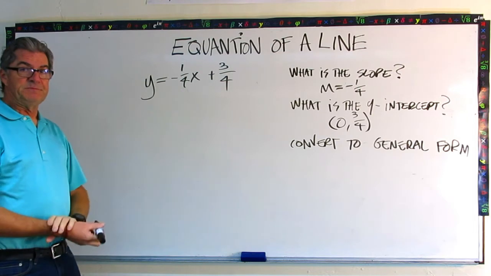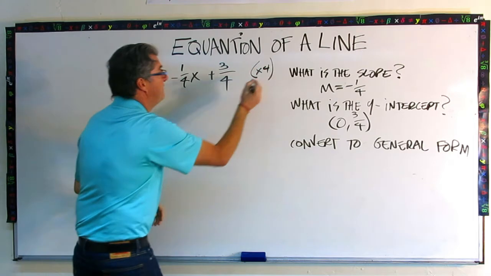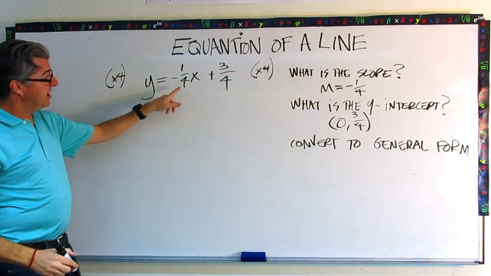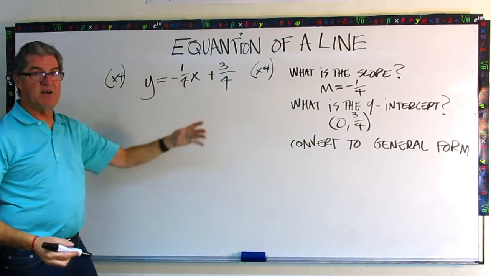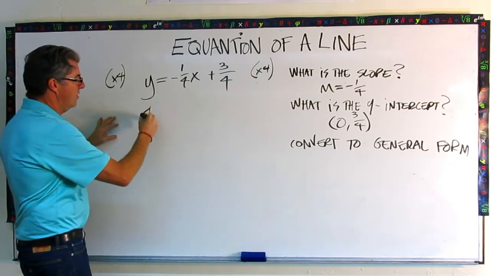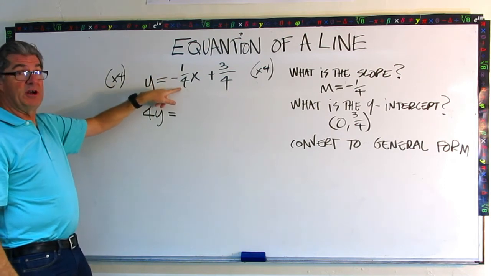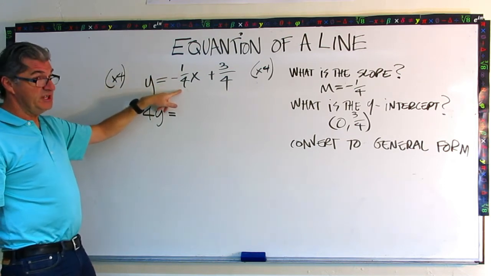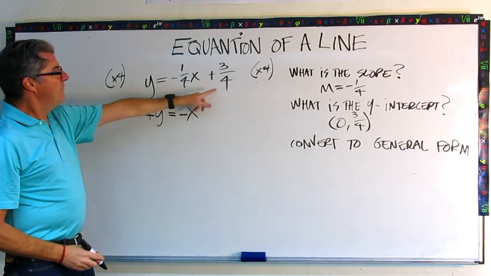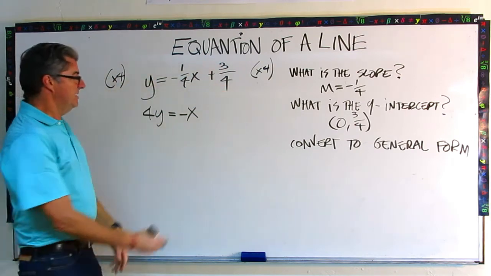What would I do? If you came up with multiply both sides of the equation by 4, you're right. If I multiply both sides by 4, that's going to cancel these fractions out, and I'll have numbers in place. So let's do that. 4 times y gives me 4y equals, now 4 times -1/4 is -4/4, which is just -1, which is just -x. Now 4 times 3/4 is going to be 12/4, which is 3.